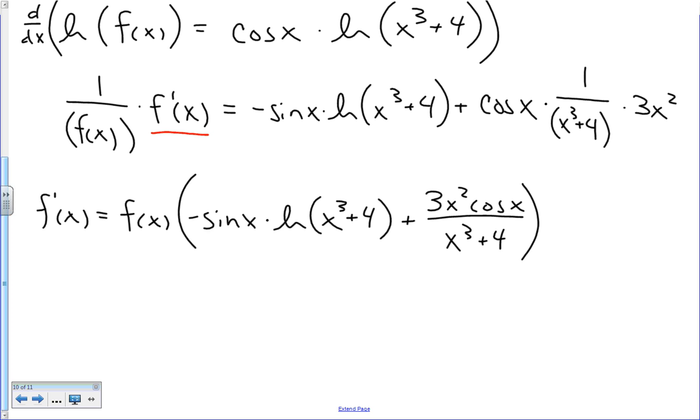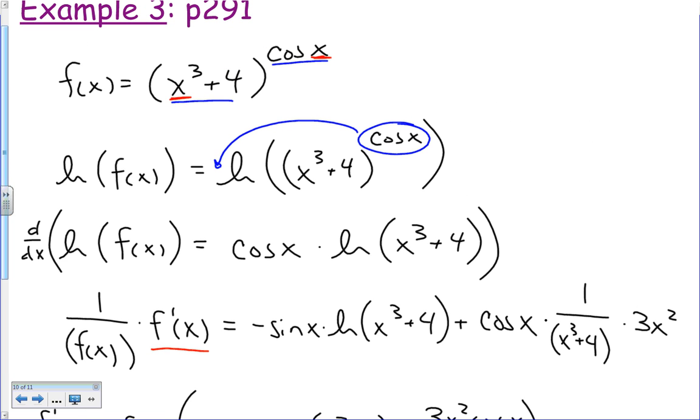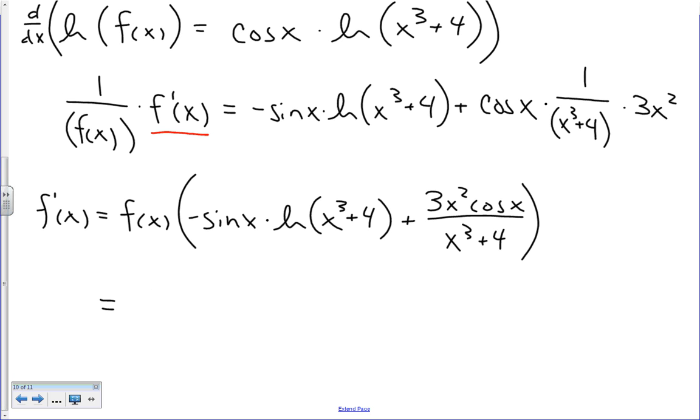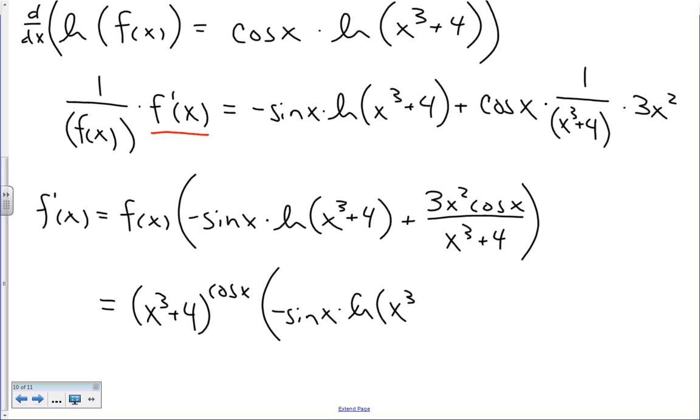And the last step of this is to replace f of x with what it's equal to. F of x, we started out by saying f of x was this x cubed plus 4 to the cosine of x. So let's substitute that in. This is x cubed plus 4 to the cosine of x times negative sine of x times natural log of x cubed plus 4 plus 3x squared cosine of x divided by x cubed plus 4. There is our derivative. That's what our goal was there. Find the derivative of that function.